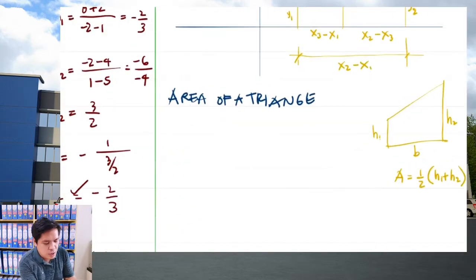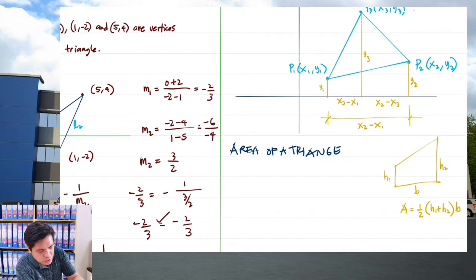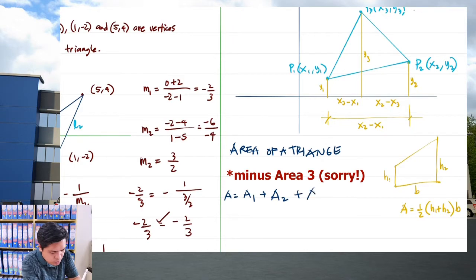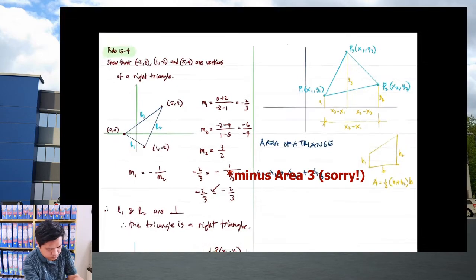So, yun lang. Like I described kanina, we solve the area of this triangle. That's equal to area of the trapezoid 1 plus area of the second trapezoid plus area of the third trapezoid. So, this is trapezoid 1, trapezoid 2, and trapezoid 3. Okay, let's do that.